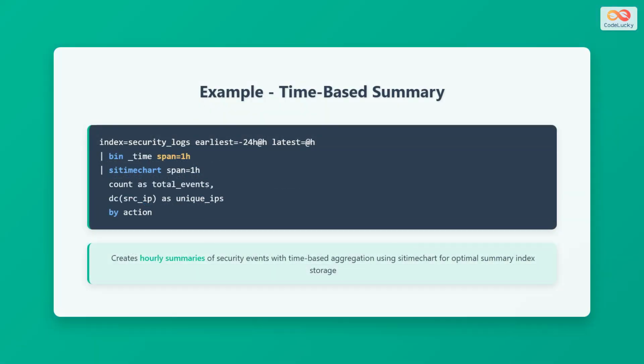This example demonstrates time-based summary indexing for security log analysis. The search examines security logs from the past 24 hours, using bin _time with span equals 1 hour to create hourly buckets. The sitimechart command generates hourly summaries counting total events and calculating distinct source IP addresses, grouped by action type. This time-based approach is ideal for monitoring security trends and creating time series visualizations. The hourly granularity provides detailed trend analysis, while keeping summary data volumes manageable for long-term storage and rapid dashboard updates.